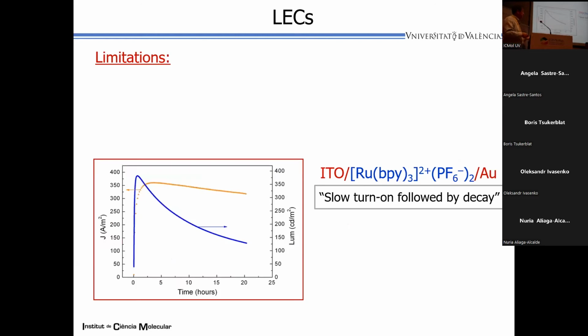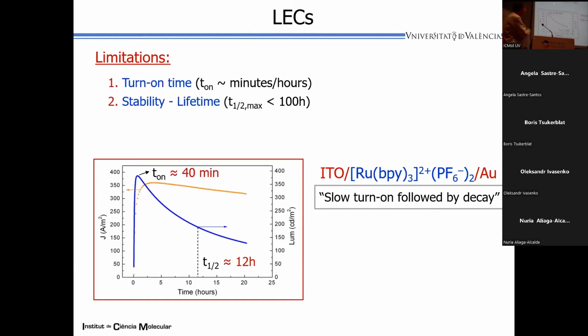Here you have, for instance, the performance of this simple LED device with ruthenium tris-bipyridine. Here in orange, you have the current density, and in blue, you have the light emitted by the device, the luminescence, against the time. And as you can see, the first problem is the turn-on time. You need 40 minutes to reach the maximum emission. The second problem is the stability, the lifetime. In only 12 hours, you have only half of the light emitted.